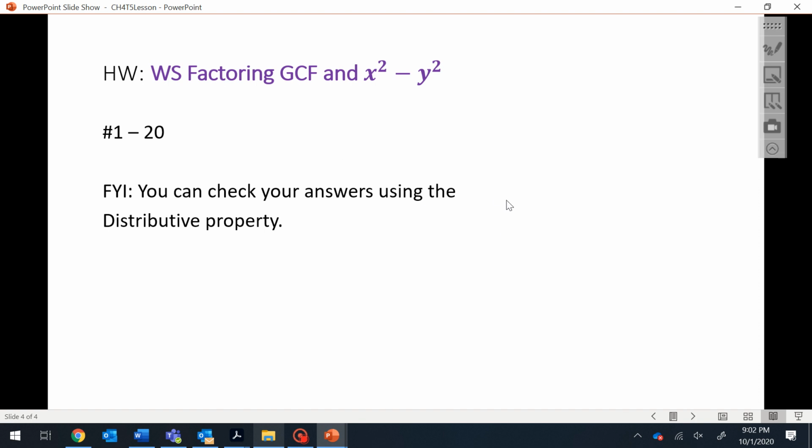All right, and the worksheet for this is on Canvas. It's the worksheet on factoring GCF and x squared minus y squared, or difference of squares. You can check your answers just by using the distributive property.